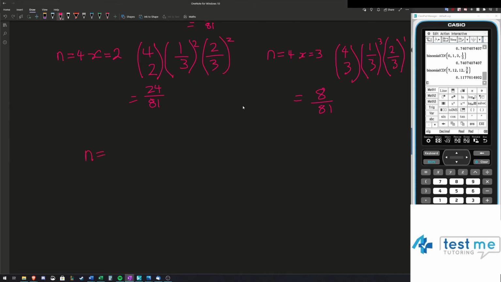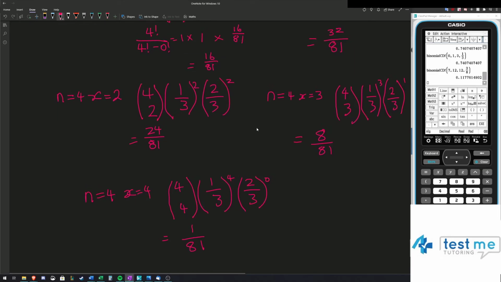Last one, n equals 4. X is also equal to 4. So this is if all of the students that we chose at random, if they all chose a bottom locker. Okay, so that's 4 and 4. And I'll be honest, I think it's forced a bottom locker. So that's the 4. And 2 over 3 to the 0. And that is 1 over 81.